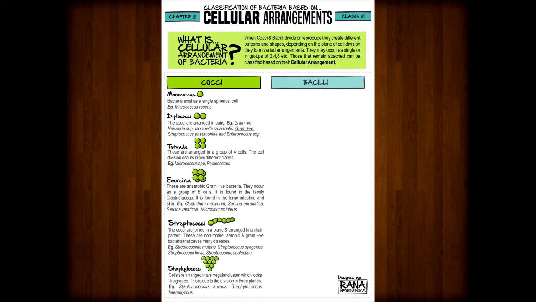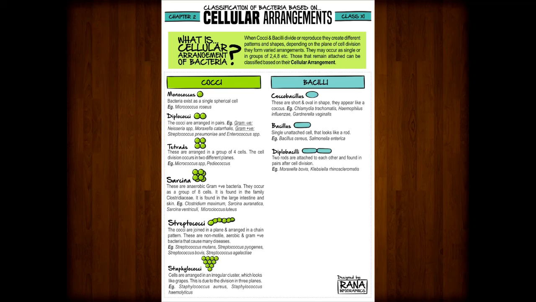Now let us talk about the different cellular arrangements in bacilli. Coccobacillus. These are short and oval in shape. They appear like a coccus. Bacillus are single unattached cells that look like a rod. Next we have Diplobacilli. These have 2 rods attached to each other and are found in pairs after cell division.